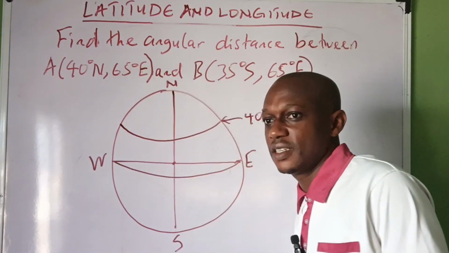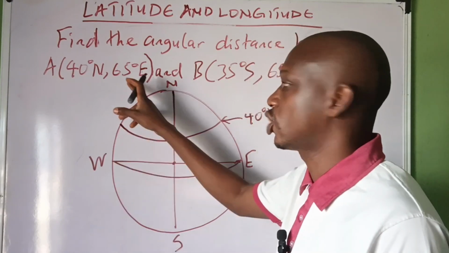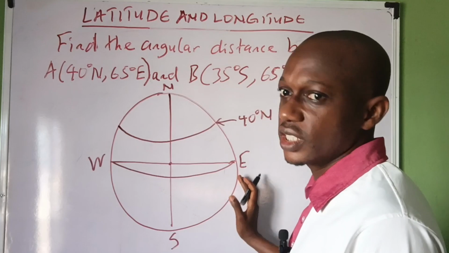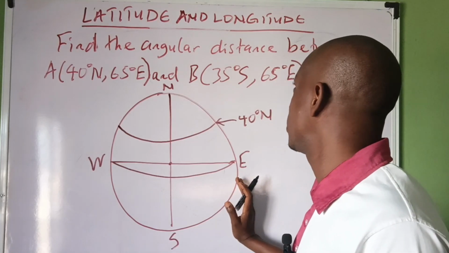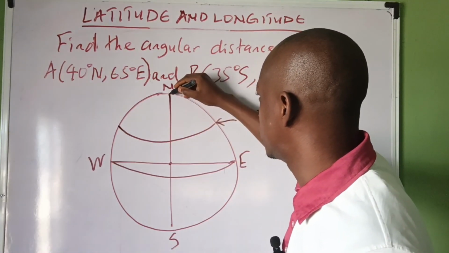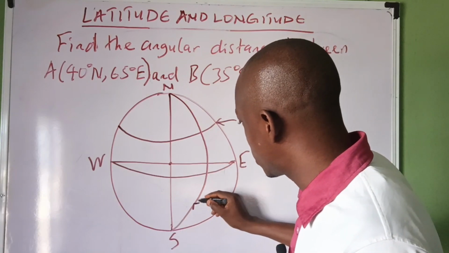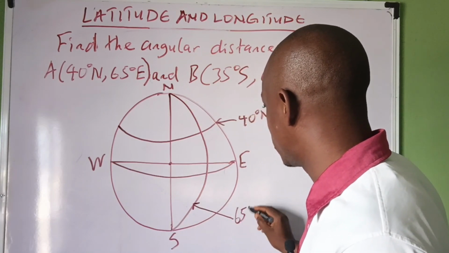Now, against 65 degrees east. This is a swing, as I told you. The longitude will now swing 65 towards the east. Are you getting it now? 65 towards the east. Look at it now. It swings towards the east. So this line is representing 65 degrees east.